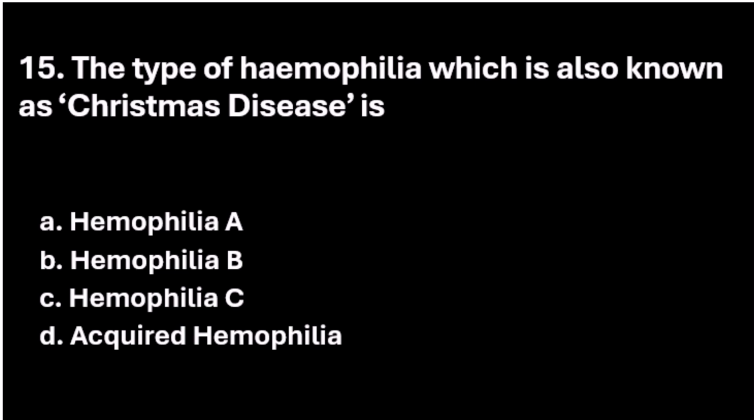Next question. The type of hemophilia which is also known as Christmas disease is option A, hemophilia A, option B, hemophilia B, option C, hemophilia C, and option D, acquired hemophilia. The right answer is option B, hemophilia B is the Christmas disease.